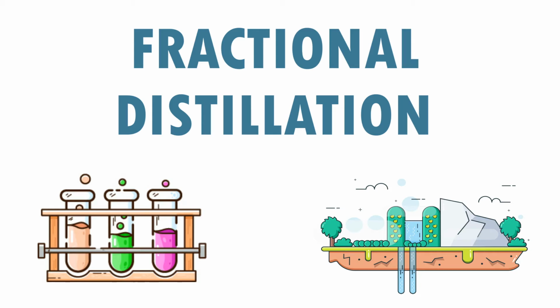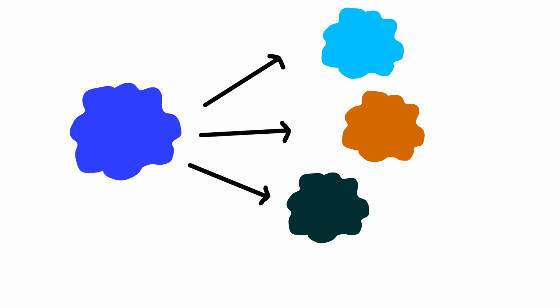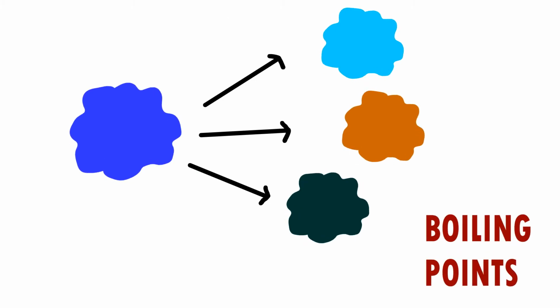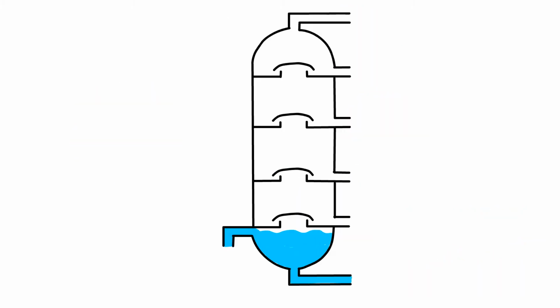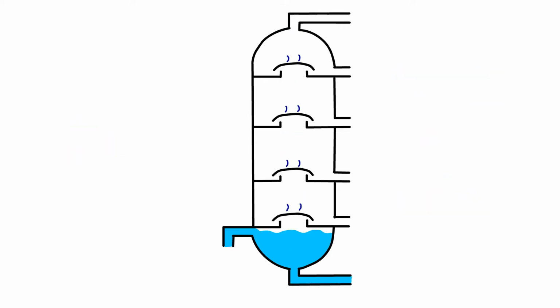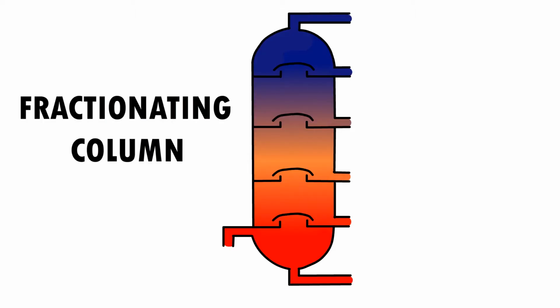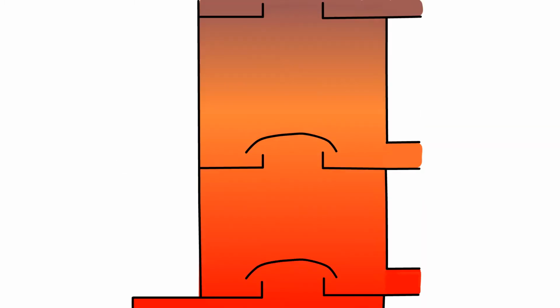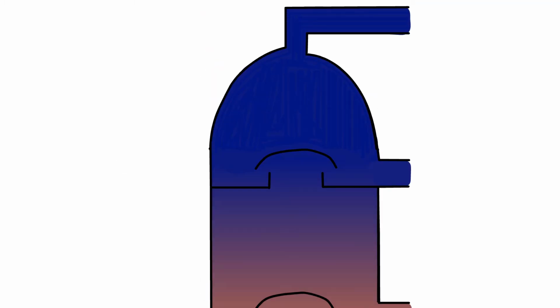Fractional distillation is a process by which components of a chemical mixture are separated into different fractions according to their different boiling points. It involves the evaporation, condensation, and further recollection of the species in increasing order of boiling points. The process is performed in a fractionating column, in which the temperature decreases gradually along its length. Let's see how this works.